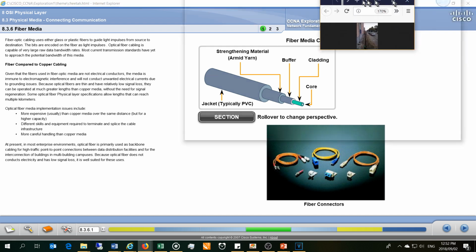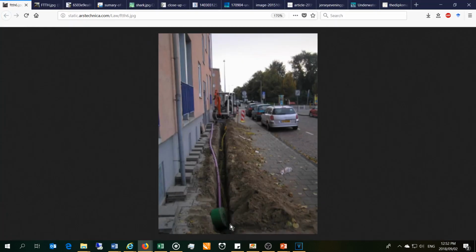For example, if you look at this picture here, this is the fiber to the home or fiber to the curb or fiber to the distribution box. You can see we run it usually under the curb, and then to the buildings, if it's fiber to the building or fiber to the curb. And you can see here that the cable is in an outdoor area, so it must have some sort of protection around it.